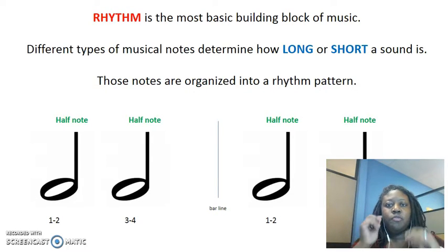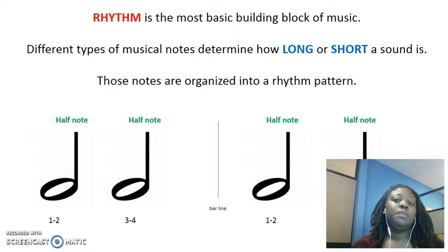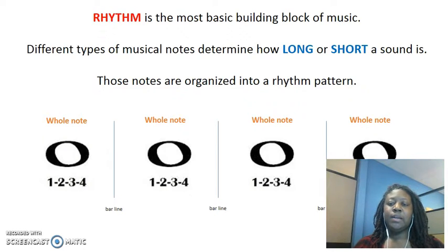So at the top of the screen, you see the exact thing that was written here yesterday. Rhythm is the most basic building block of music. Different types of musical notes determine how long or how short a sound is. Remember yesterday when we did whole notes, I sang la and I sang lu and I held those notes for 4 whole beats and the sound did not stop. It kept going for 4 beats. Those were whole notes. Whole notes are worth 4 beats.